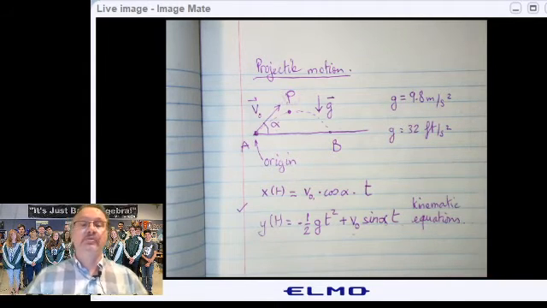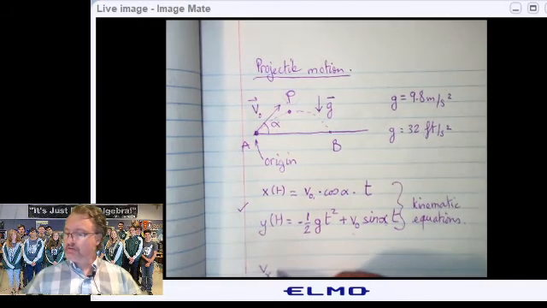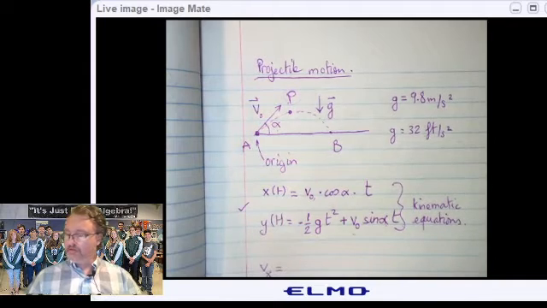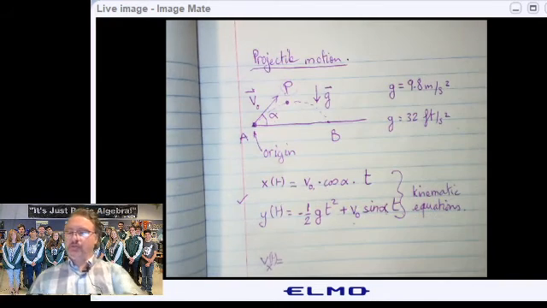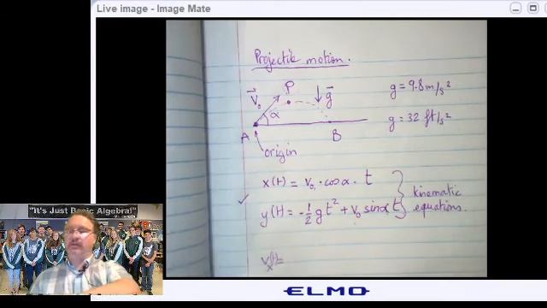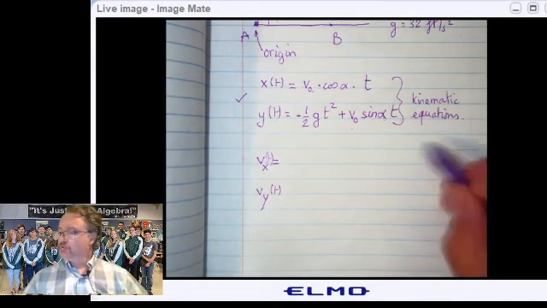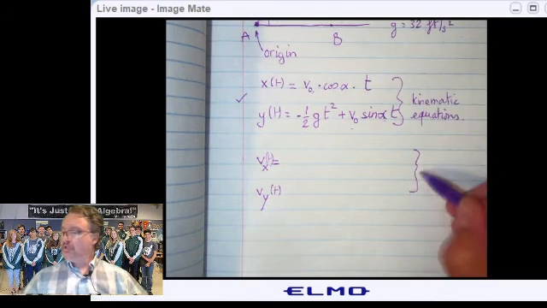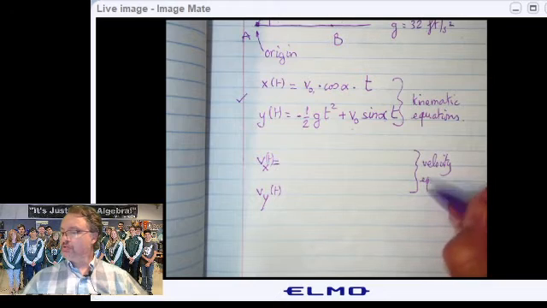If you want, you can also consider the velocity equations, which will be the velocity in the x direction and the velocity in the y direction. Both of them are also parametric equations, the parameter being t. Okay, so those will be the velocity equations.